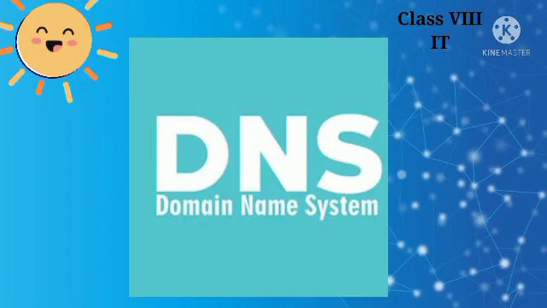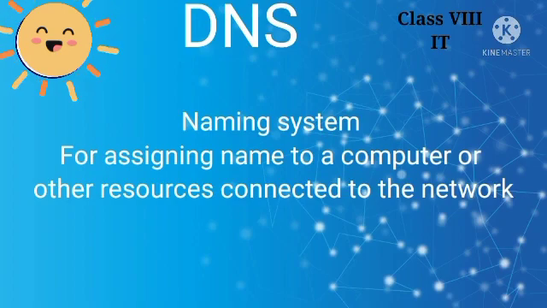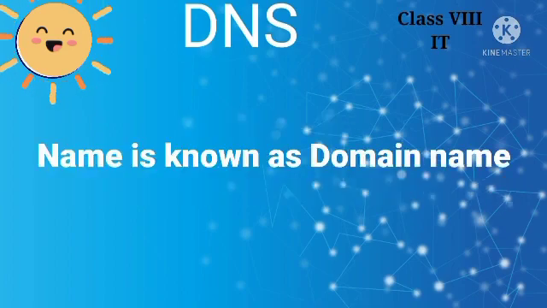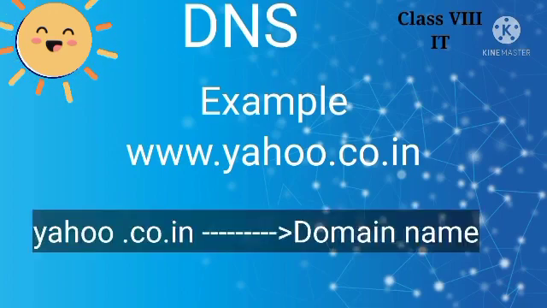Next is DNS. DNS is Domain Name System. Domain Name System is a naming system. It helps for assigning a name to a computer or other resources connected to the network. Actually, it is a phone book, okay. A particular IP address has a particular name. This name is known as domain name. We all know some websites like www.yahoo.co.in. This is the domain name and it internally has an IP address. This IP address has a domain name. It is done with the help of DNS.